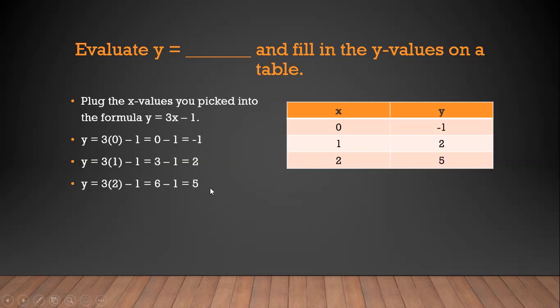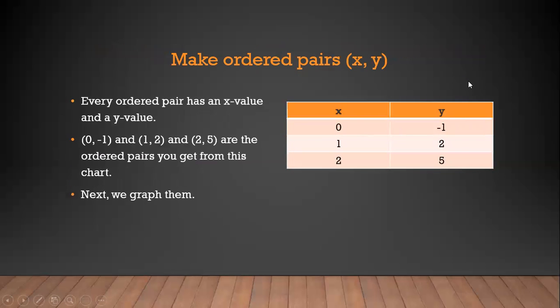So you see that all I'm doing is plugging in for x so that I can see what happens if I plug in a 0. I get a -1. What happens if I plug in a 1? I get a 2. Plug in a 2, I get a 5. And then I fill in the things that go along with them. So 0 gives me a -1, 1 gives me a 2, 2 gives me a 5. And so I've basically evaluated y equals, and I fill in the y values on the table. So we have taken care of steps 2 and 3 in one go.